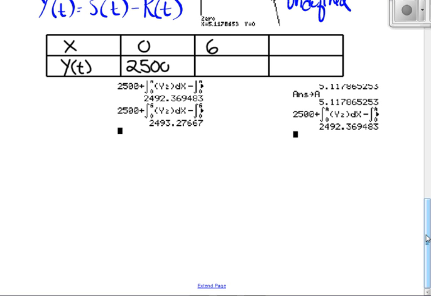Okay, so at A, and I've told the reader this is A, so I don't have to write that number in there. At A, I get 2,493 to 3 decimal places. And at 6, I got 2,492. It's the other way around, yeah. Is it? Yep. Oh, you're right. Darn.